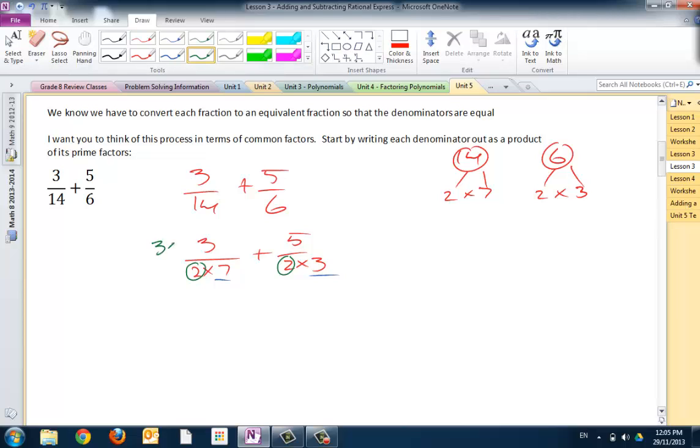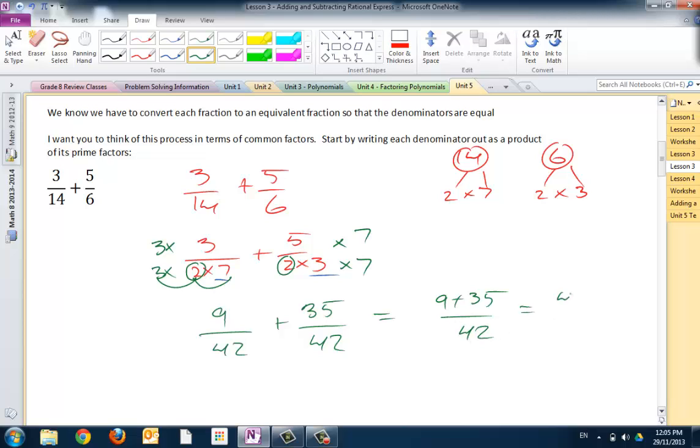I'm going to multiply the top and bottom by 3, and I'm going to multiply the top and bottom by 7, and I get 9 over 3 times 2 times 7, which is 42, and that's 35 over 2 times 3 times 7, which is 42. And that gives me the ability then to add the numerators together over our common denominator, and I get 44 over 42, which equals 1 and 2 42nds. Oops, I could simplify that, couldn't I? 1 and 1/21.